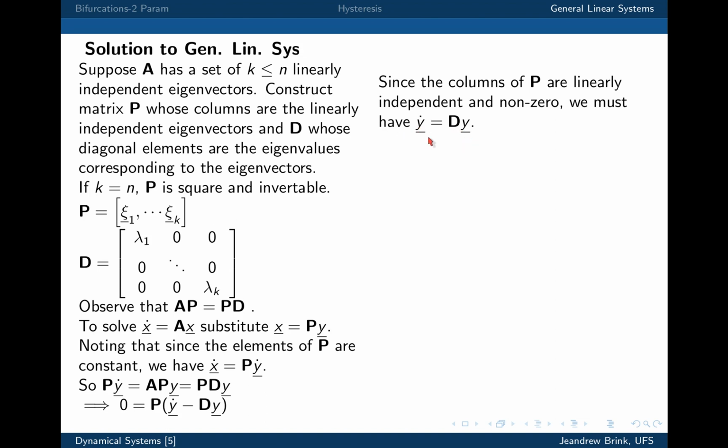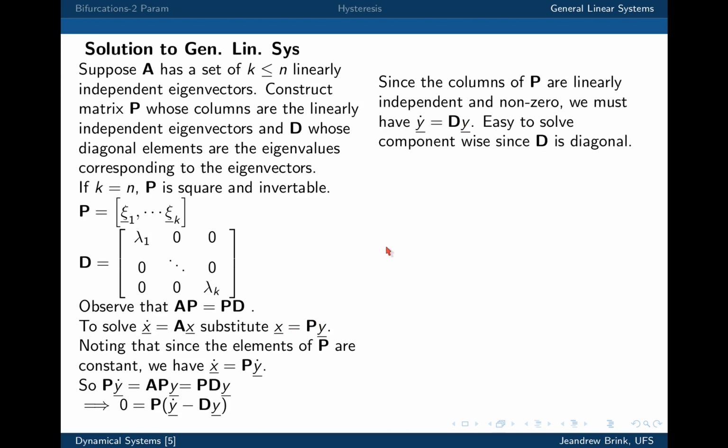In fact, it's a set of one-dimensional differential equations, because y dot is simply the new variable, and D is a diagonal matrix. So y1 dot equals some constant times y1 and nothing else, and y2 dot equals some different constant times y2 and nothing else. Okay, and so that thing becomes easy to solve component-wise. We write that solution down, and then we multiply it by P, and we have a solution for x.